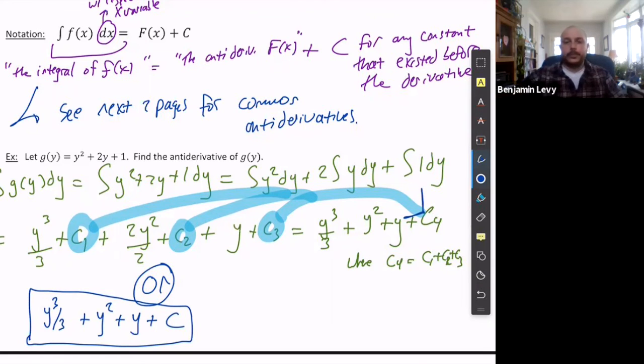All right, and that's our first antiderivative. That's great. Let's pause there and see how that looks. Does that clarify anything there?